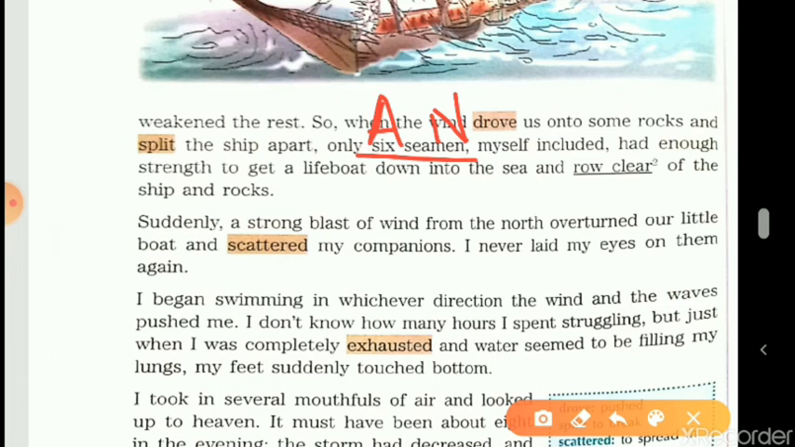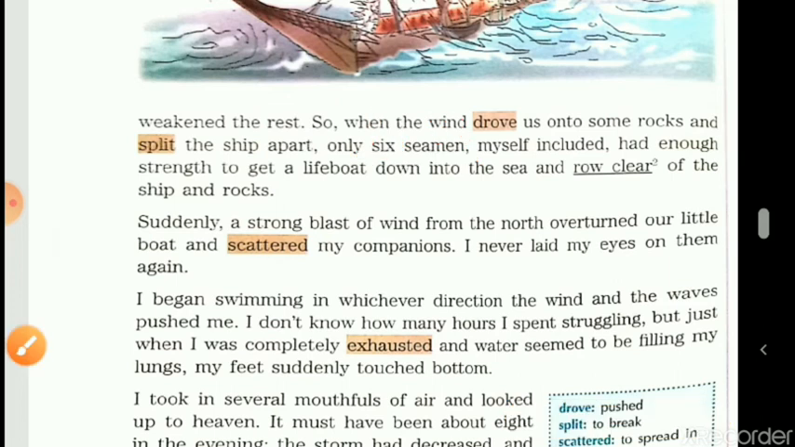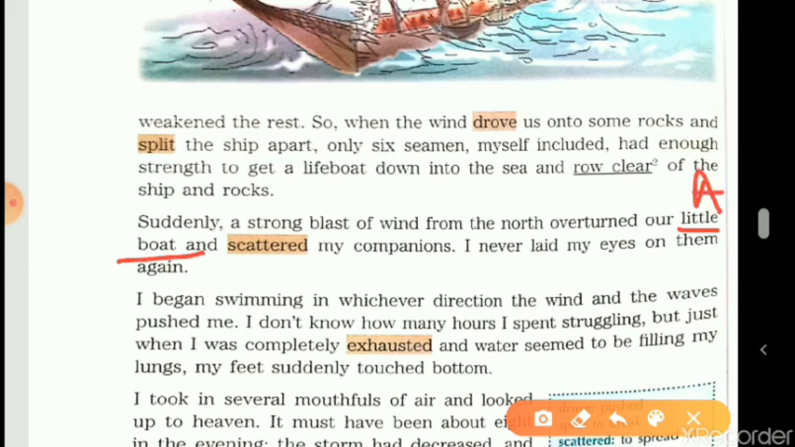Noun. And then our last word is also on this paragraph only, children. Sorry, second paragraph, same page. Little boat. How was the boat? Little. So little is the adjective and boat is the noun. Little boat. It is describing the boat. How is the boat? Little.